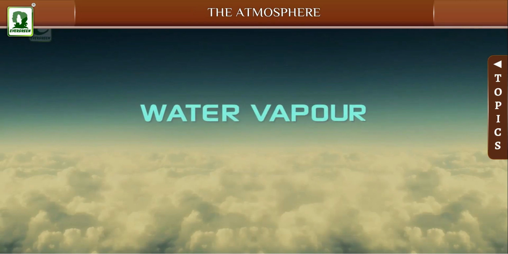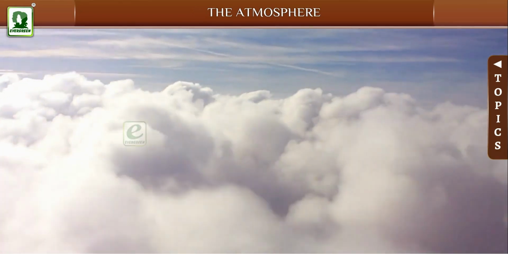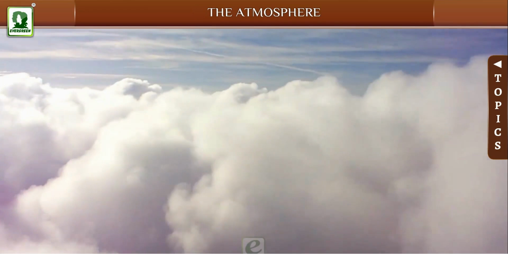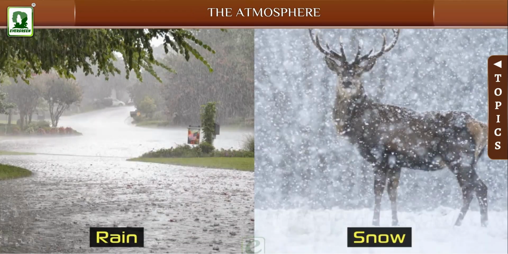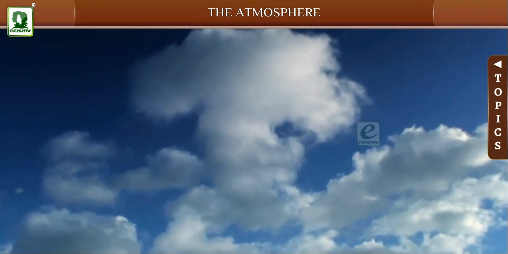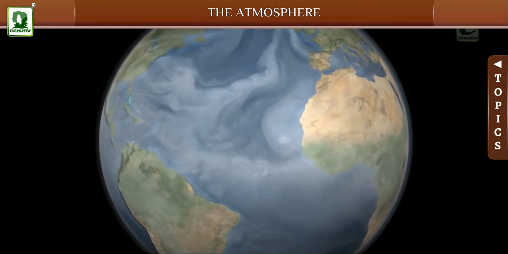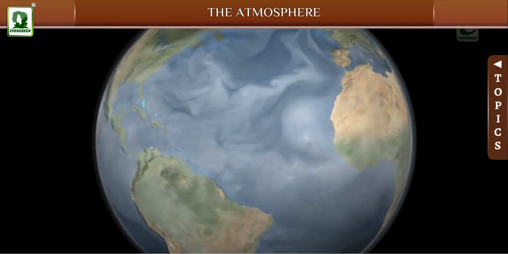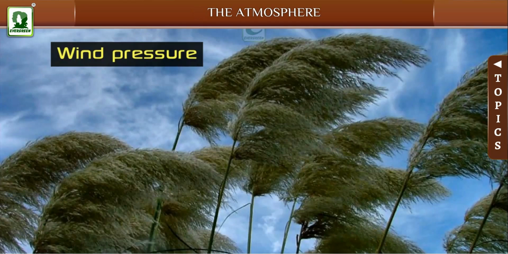Water vapor. Clouds in the sky are made up of water vapor. It is the condensation of water vapor that causes rain and snow. Water vapor significantly affects temperature. The weather of a place is determined by the conditions of atmosphere, such as temperature, humidity, sunshine, and wind pressure.